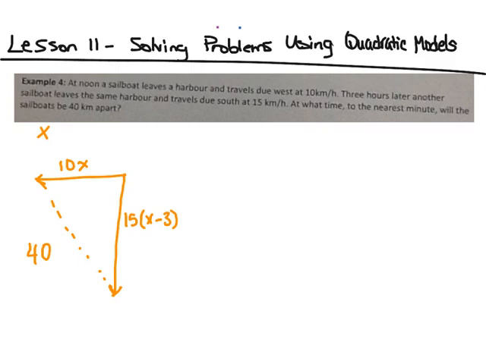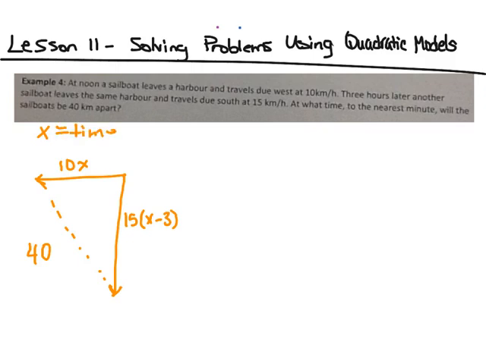Example 3. At noon, a sailboat leaves a harbor and travels due west at 10 kilometers per hour. So 10 times some number of hours. And 3 hours later, another sailboat leaves and it goes 15 kilometers per hour. So it's 15 times (x minus 3), because it's 3 hours less. So we want to find when they're 40 kilometers apart. So we want to find x, which is our time.